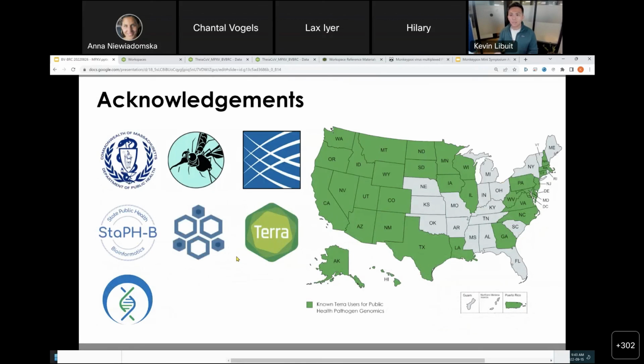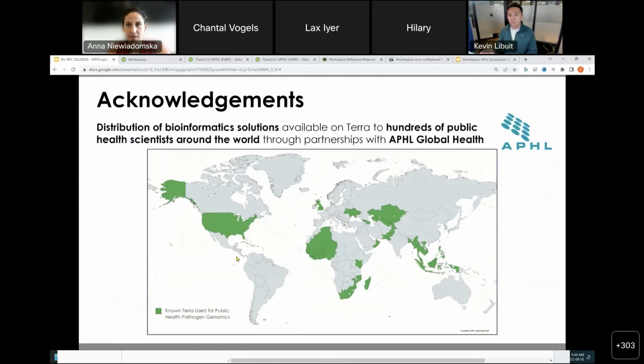So in terms of acknowledgements, similar to Chantel, it's really the whole community I want to thank. Some major ones, obviously, the Massachusetts Department of Health, Grubaugh Laboratory, the Broad Institute, the State Public Health Bioinformatics Working Group, who are containerizing a lot of this software and making that standardized. And then also the various public health laboratories that are using this and providing feedback for us on how to optimize this software.